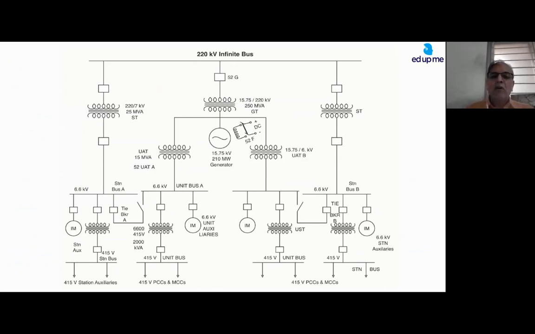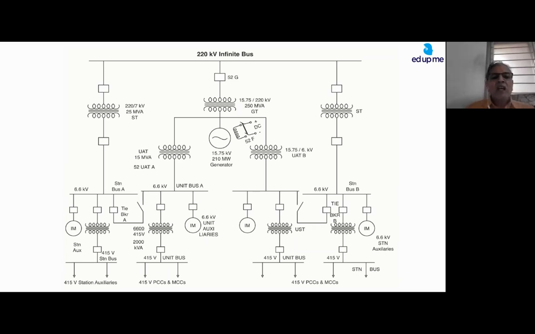Very large amount of power. It is said that roughly 10% of power is consumed by the auxiliaries. For a 210 megawatt generator, I can say that about 21 megawatts. So the remnant of the power is only available to the public, to the consumers. That power is tapped by UATs, unit auxiliary transformers of 15 MVA each.